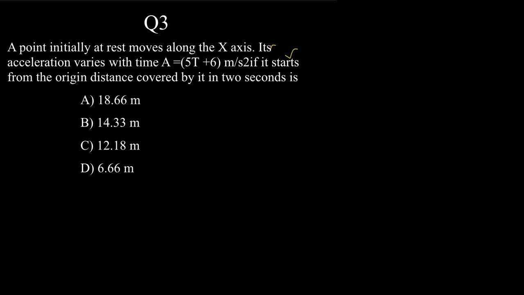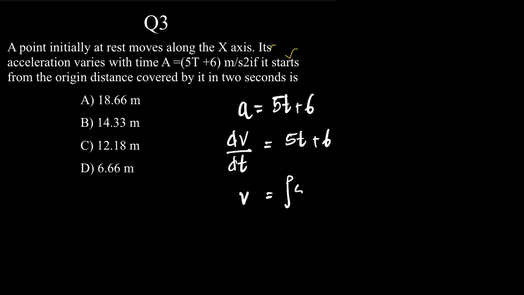So what we are given is a equal to 5t plus 6. Now what is a? Acceleration is the rate of change of velocity, dv by dt, which is 5t plus 6. In which case, what is v? It will be the integral of 5t plus 6. So let's write it like this: dv is equal to (5t plus 6) dt. Now, what is v? It will be the integral.